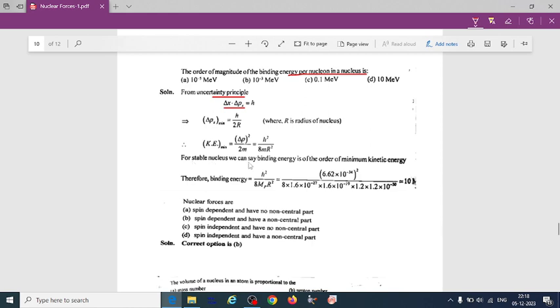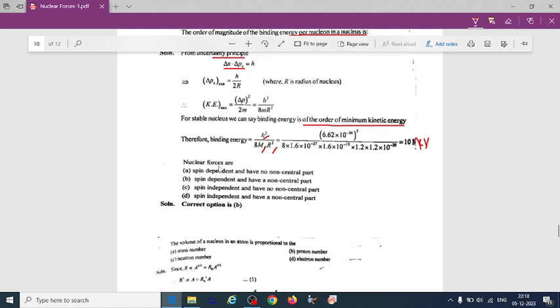For a stable nucleus, we can say binding energy is of the order of maximum kinetic energy. So therefore binding energy is nothing but the expression we have written, h cross squared divided by 8 m p r squared, where m p is the mass of proton. Just substitute the value of Planck's constant, mass of proton, and then the r value. Then you will get the binding energy per nucleon for a nucleus, that is 10 mega electron volt.